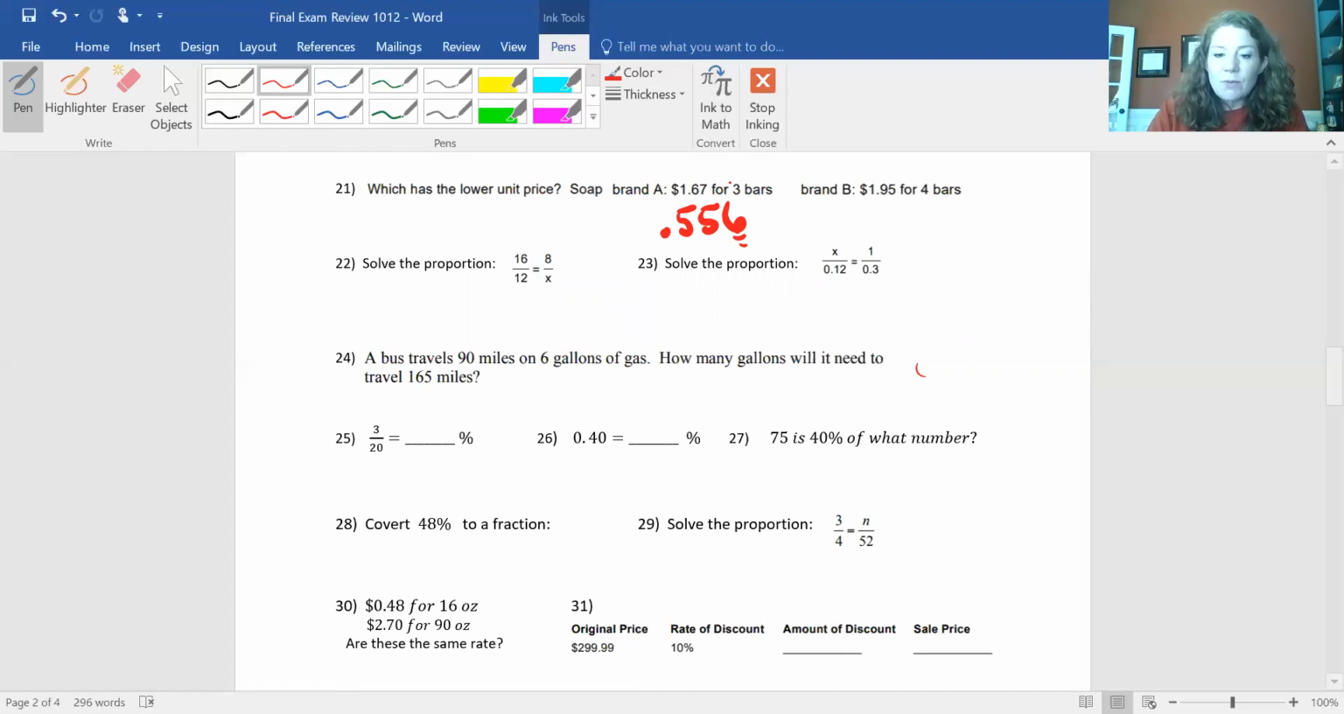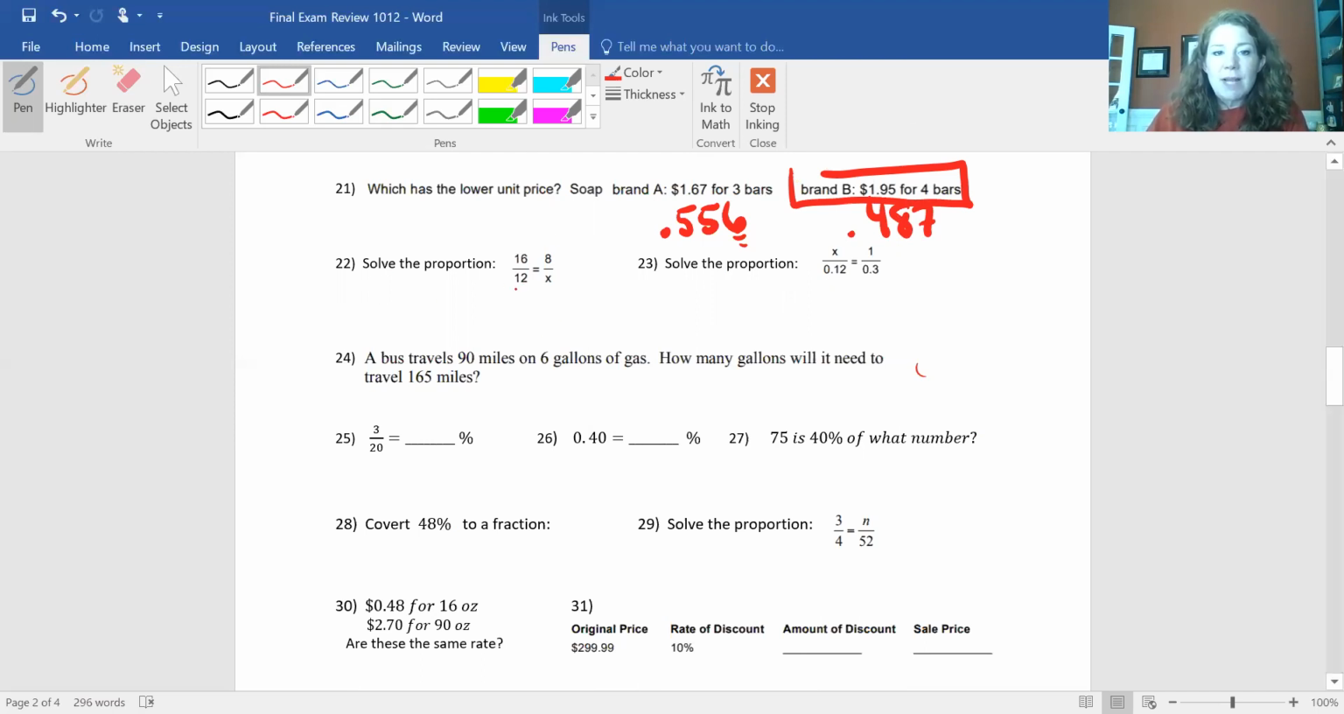$1.95 divided by 4 is 0.487. So which one is the better buy? Which one has the lower unit price? The answer is brand B. All right, number 22, solve the proportion.